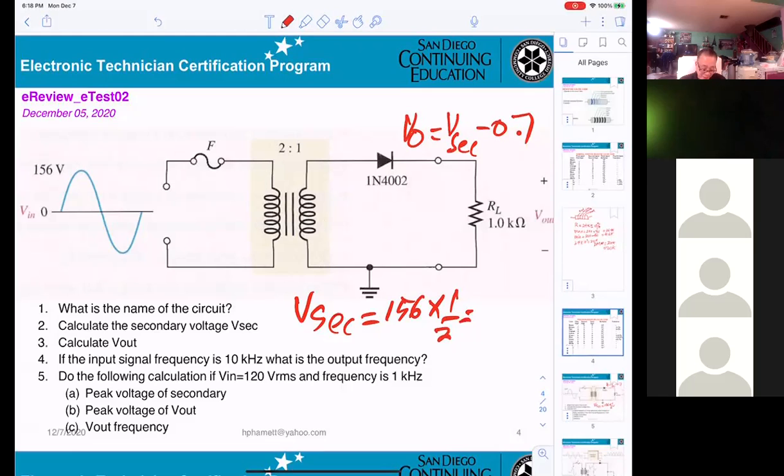They say if the input signal frequency is 10K, what is the output frequency? 10K. Perfect. Frequency out equals frequency in.